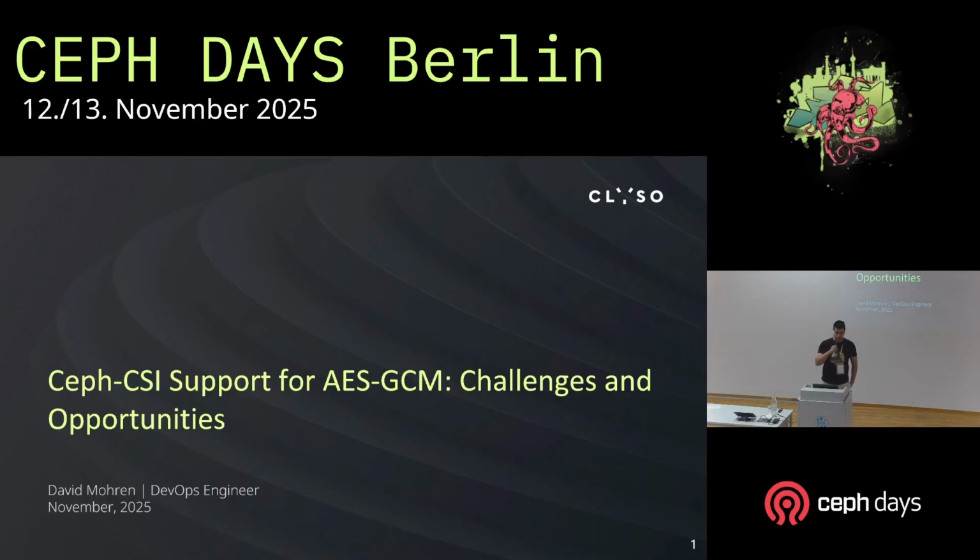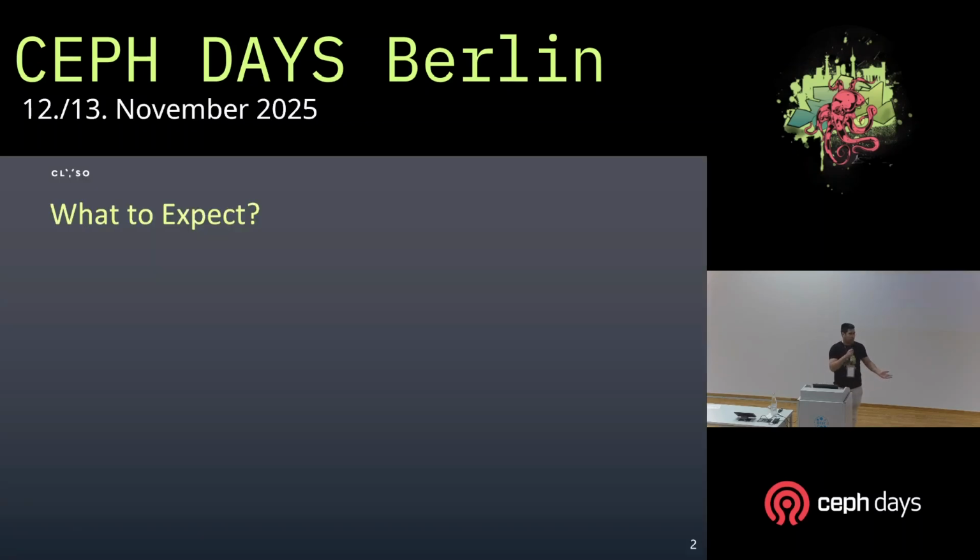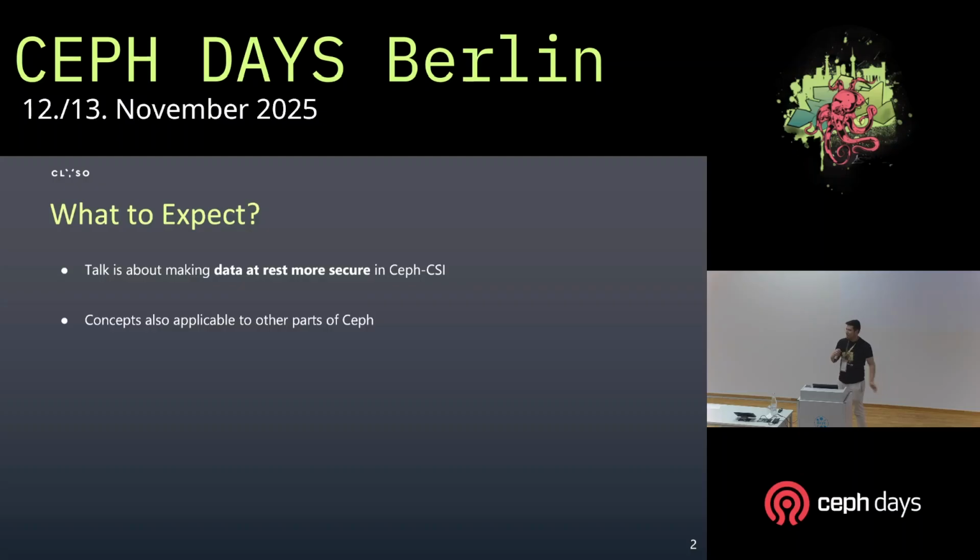Ceph-CSI support for AES-GCM, challenges and opportunities. And what can you expect from this talk? The idea why I wanted to do this talk is I had some ideas on how to make data at rest more secure in Ceph-CSI. You might be from a fraction that doesn't use Ceph-CSI at all, or Ceph-Rook for that matter. But the concepts I'm going to explain are also applicable to other parts in Ceph.